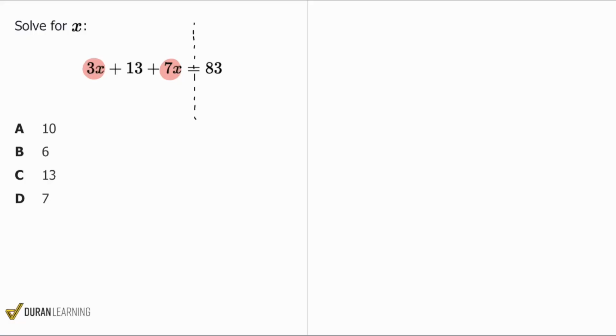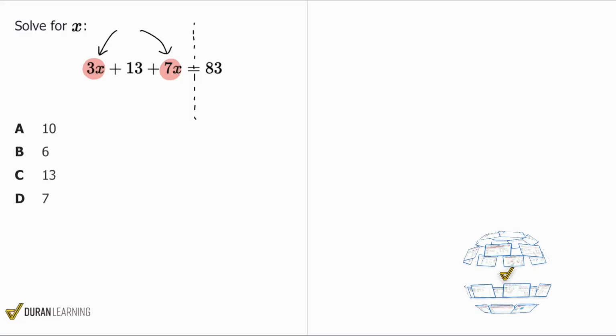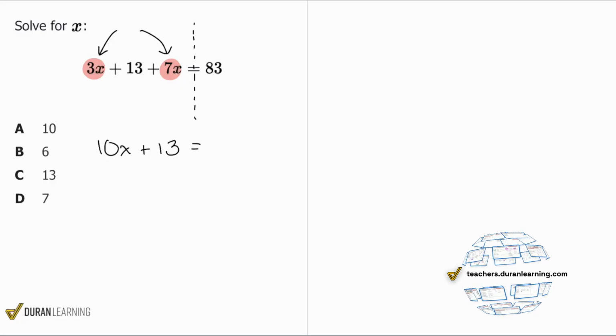That's what we want. So checking out 3x and 7x, 1 plus 2 plus 3 is the same as 3 plus 2 plus 1. It's all good. So 3x plus 7x, what does that give us, everybody? Yeah, 10 of those x's together. So we have 10x plus that 13 that we didn't do anything with equals 83.